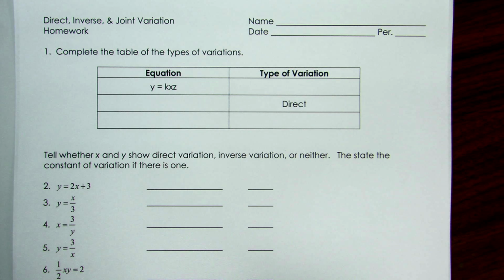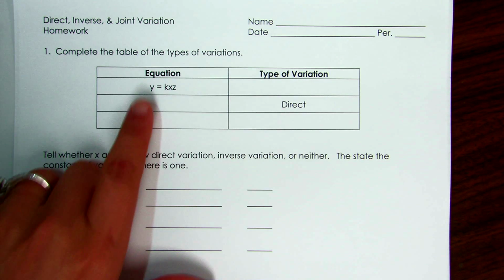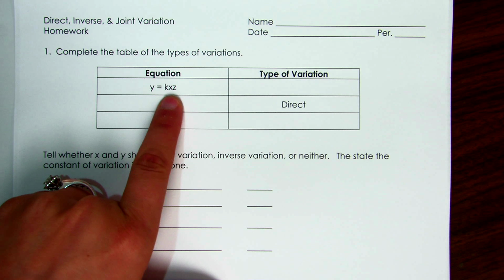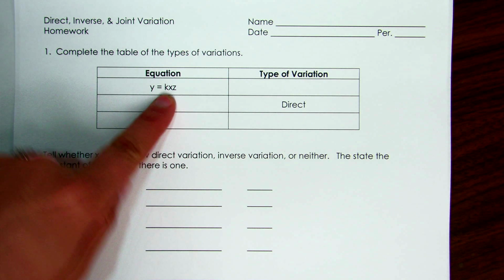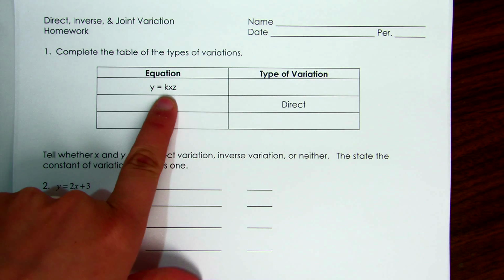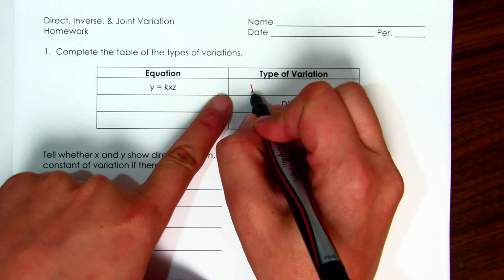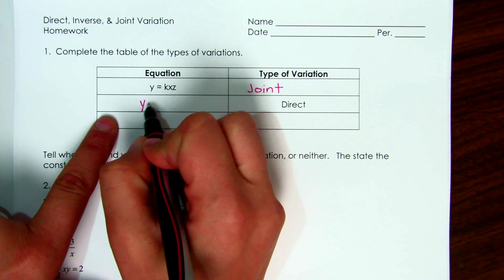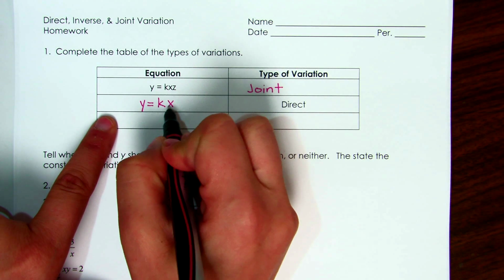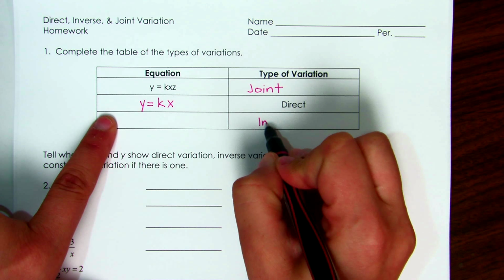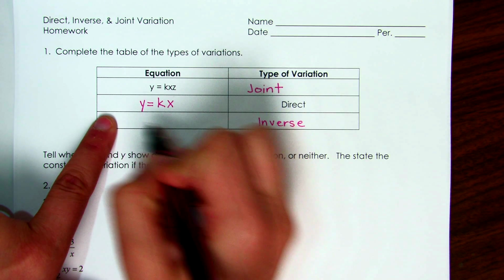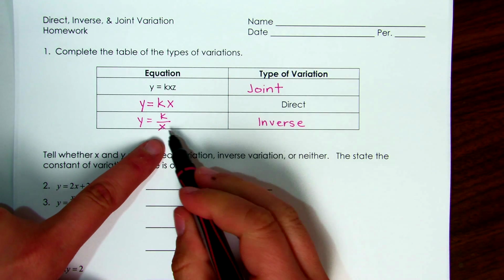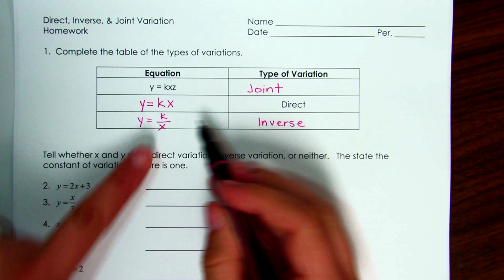All right, three types of variation: direct, joint, and inverse. When we have y equals kxz, I have three letters besides my k, which you learned today is your constant of variation. So this makes this joint. Varying directly, my equation is y equals kx. And so my third one that I'm missing is inverse. Y equals k divided by x. In order to be inverse, x has to be on the bottom.